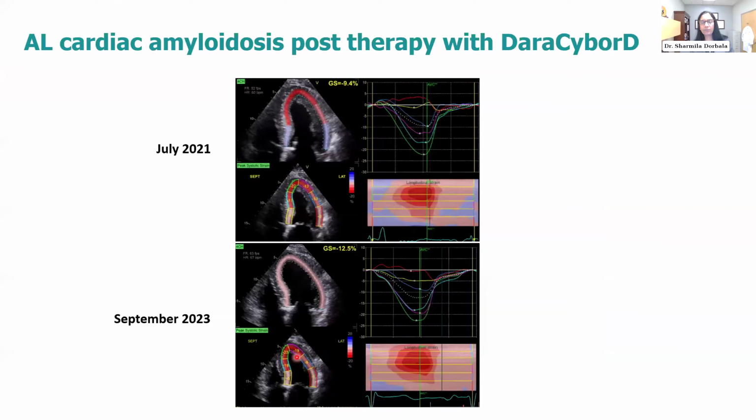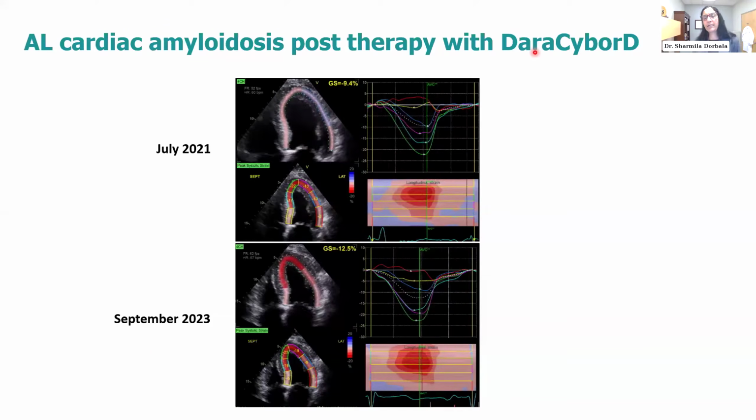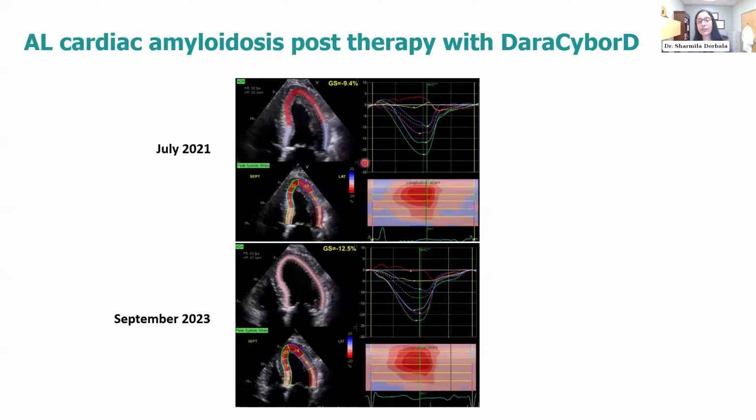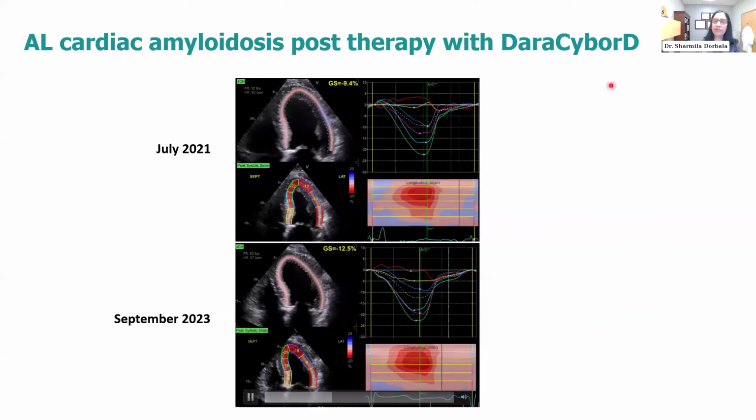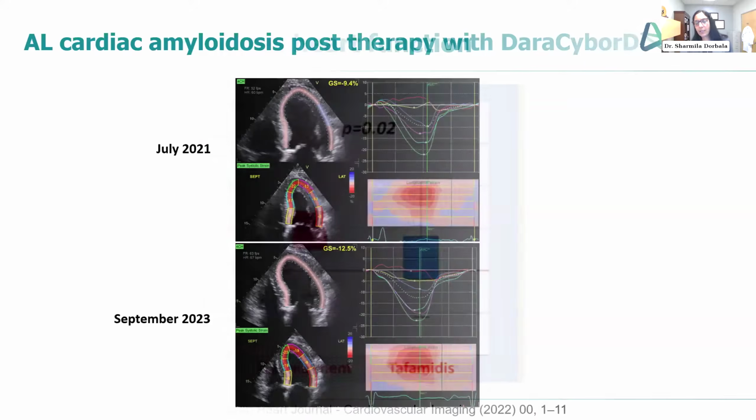Just one example of an individual's echocardiogram. You can see an image from 2021. Global longitudinal strain was -9. This was very abnormal. And this individual was treated with Tara-Cybo-D, and you can see 2 years later, the longitudinal function has improved. Okay, more negative is better. So -12.5 is significantly improved from -9.3. So here, all we've done is treated the bone marrow. We have not treated the amyloid fibril, but the heart function still has improved.